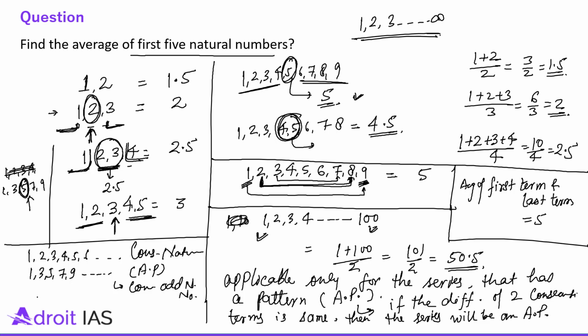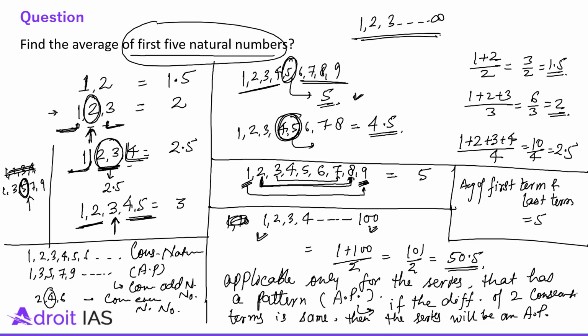Now consecutive even natural numbers, 2, 4, 6. This is also an AP, right? This is consecutive even natural numbers, and this is also an AP. The average is 4, right? Everyone, fine. So this is the process that we should follow to find the average. For these types of questions, we can use this approach.